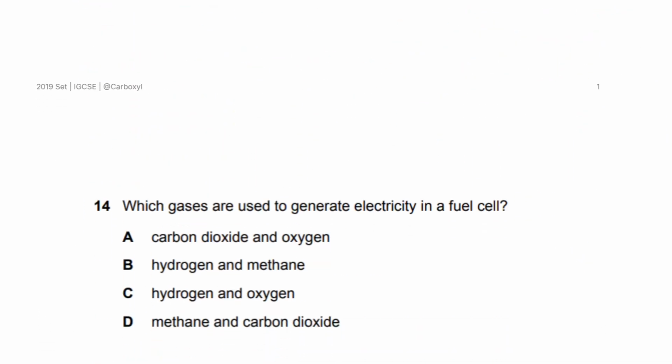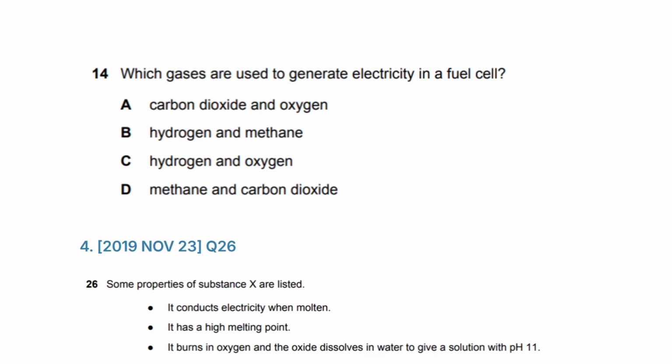Done. Moving on. Which gases are used to generate electricity in a fuel cell? So the hydrogen oxygen fuel cells that you've studied, you know that hydrogen and oxygen react to give you H2O, and that generates electricity as well, right, in a hydrogen oxygen fuel cell. So it's hydrogen and oxygen. It's not carbon dioxide and oxygen, not hydrogen and methane, not methane and carbon dioxide. It's basically hydrogen and oxygen.